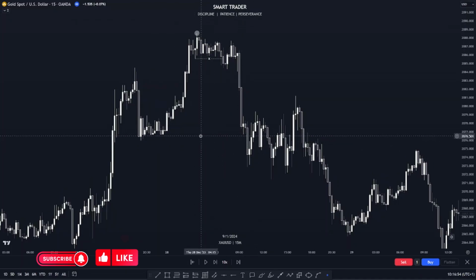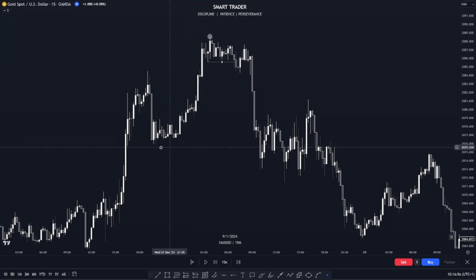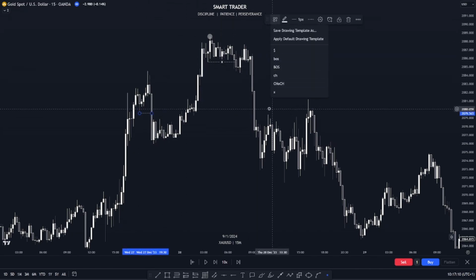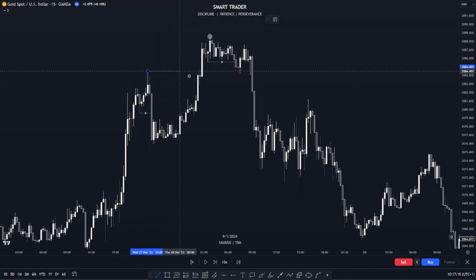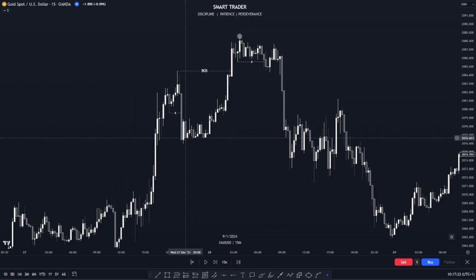How do we know if it is a simple break of structure or a change of character? We have to identify if this last higher low is a valid one or not. We see behind here that the market has taken out this inducement before pushing up and breaking the last higher high, making it a valid structure right here. So this is our last break of structure in the bullish trend. After the market has broken this last higher high, this low here is a valid one. So this is part of our structure mapping.